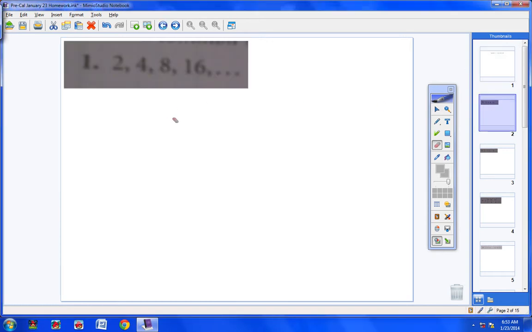Here we go. Let's take a look at numbers 1 through 9. The directions say, find the common ratio. Now some of these you can kind of just do in your head by looking at them, and others you'll have to actually do some work. This one to me is very obvious.